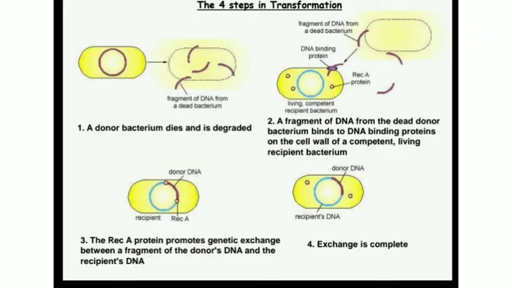Step 1. A donor bacterium dies and is degraded. The dead bacterium, which has a dotted body, it is a dead bacterium. And the fragments present are the DNA fragments of a dead bacterium. Step 2. A fragment of DNA from the dead donor bacterium binds to DNA binding proteins on the cell wall of a competent living recipient bacterium.